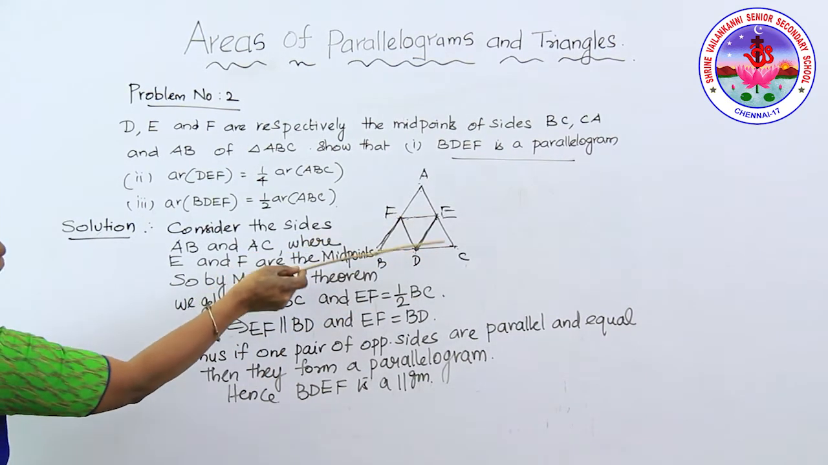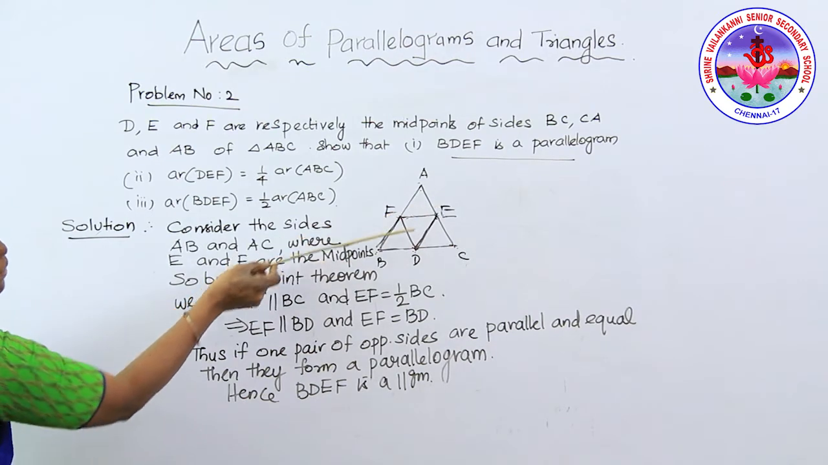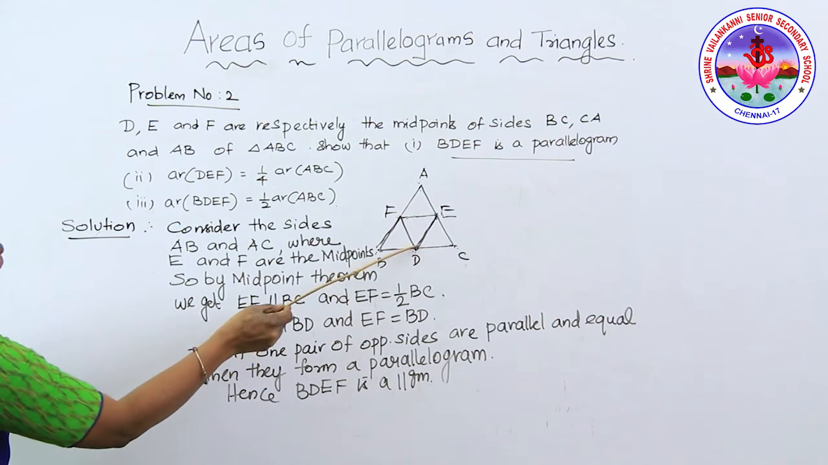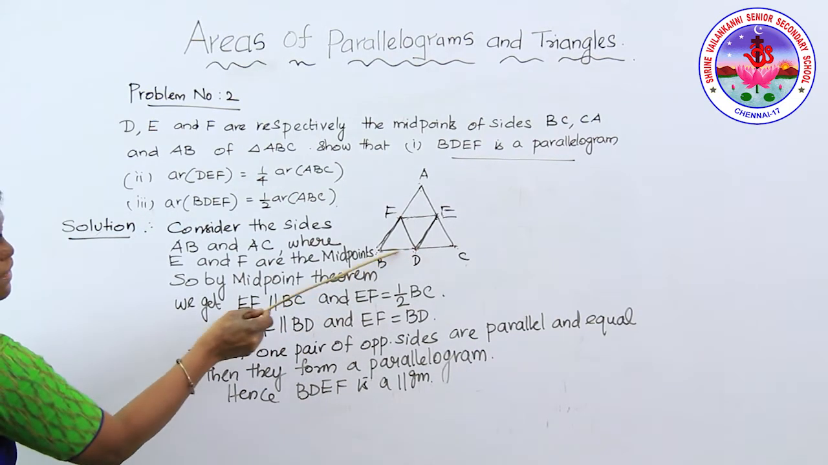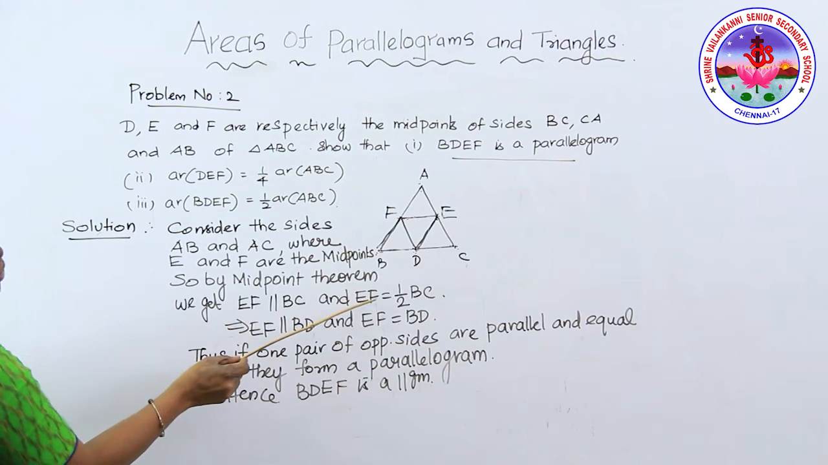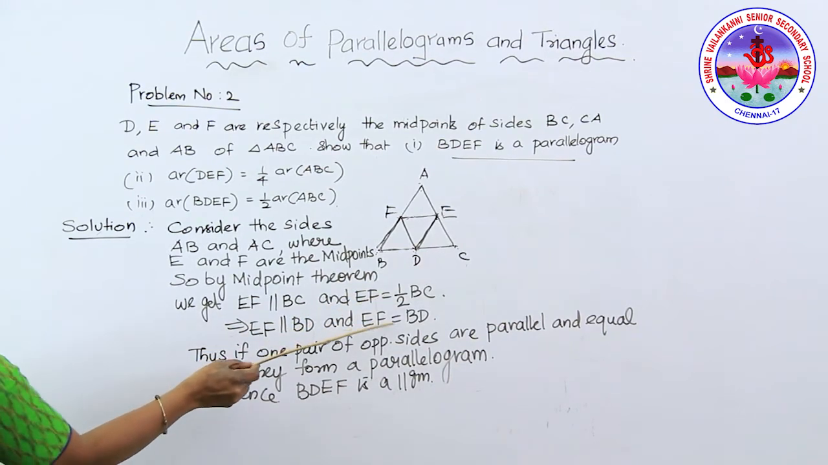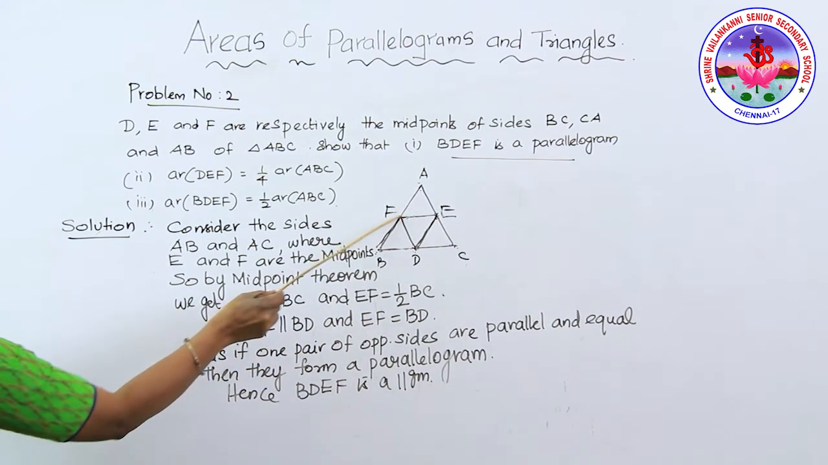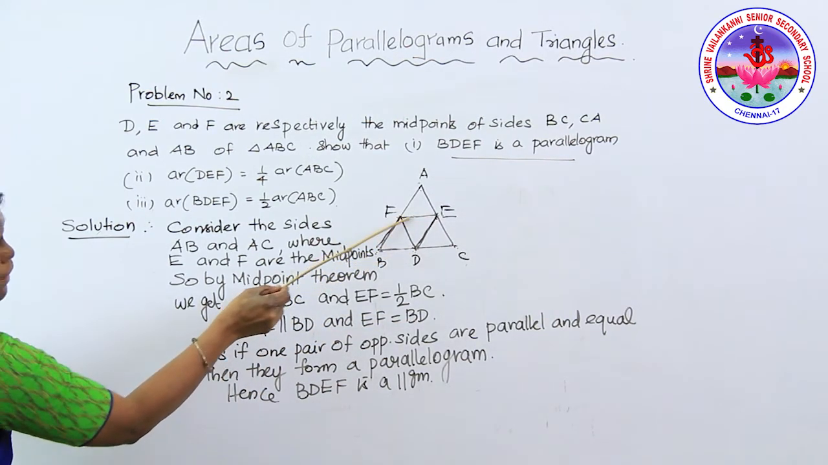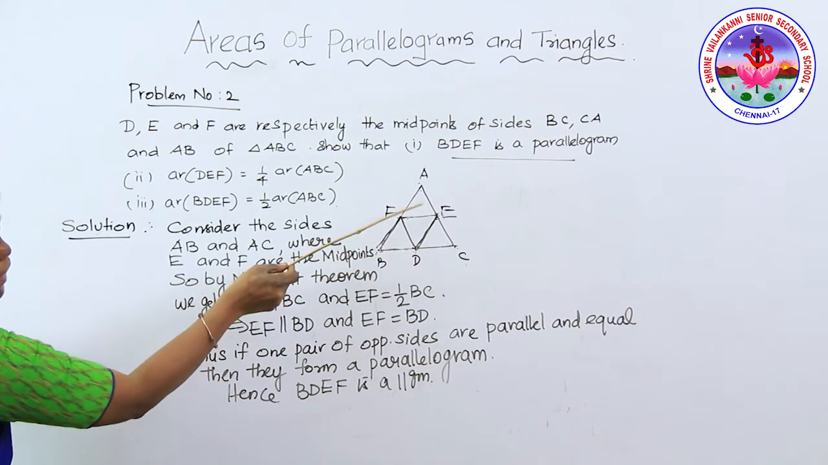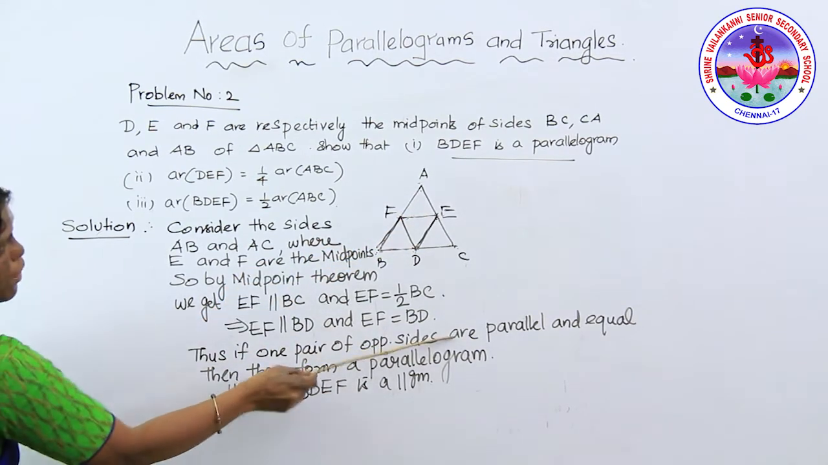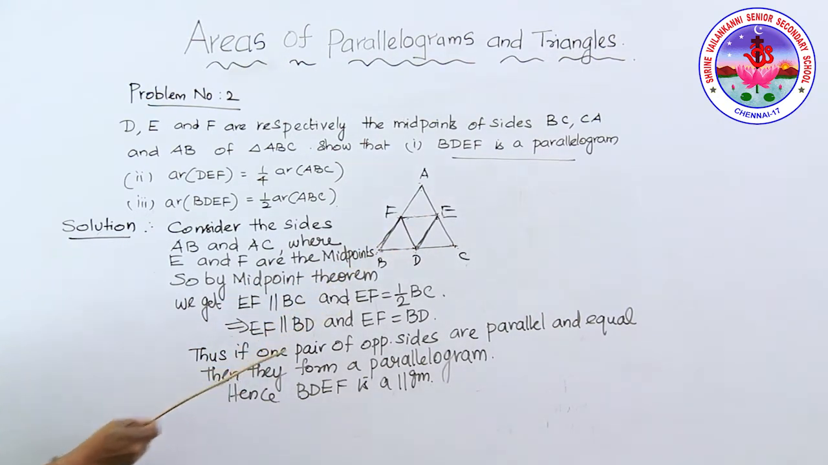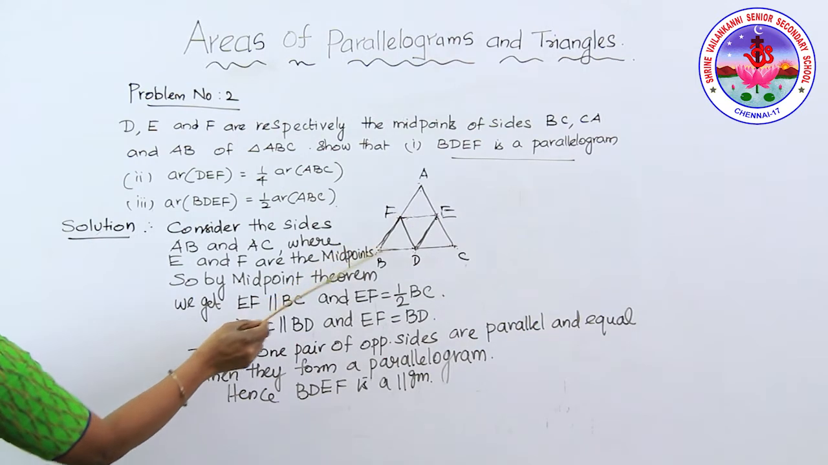So since EF is parallel to BC, I can say that EF is parallel to BD also. So I am writing EF is parallel to BD, and D is a midpoint, so half of BC, I can write it as BD. So I can transform this into EF is equal to half of BC, which is BD. So we find that EF is parallel to BD, and EF length is equal to BD. So thus if one pair of opposite sides are parallel and equal, then they form a parallelogram. So I got BDEF is a parallelogram.